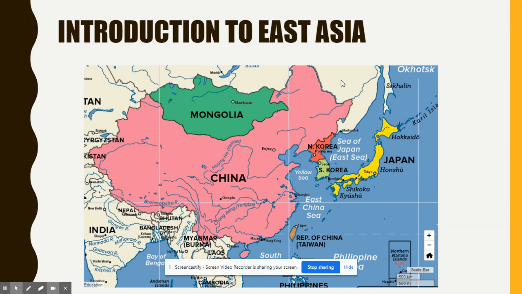So this is what East Asia looks like. It's made up of the countries of Mongolia, China, North and South Korea, and Japan, and then also the island of Taiwan down here.